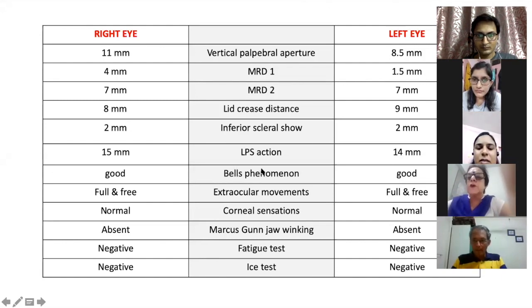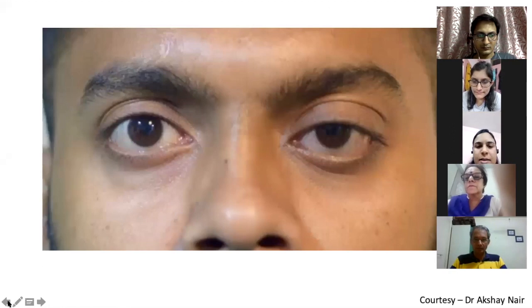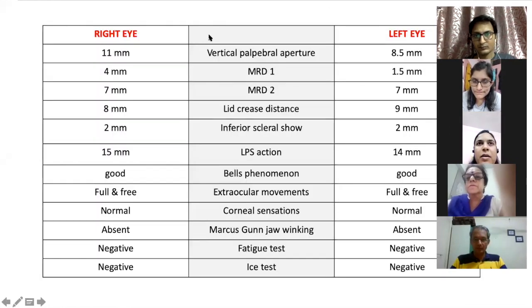And how much LPS resection do you do when you are doing LPS resection surgery? What is the calculation? Ma'am, according to Putterman's rule, marginal limbal distance of the normal eye minus the marginal limbal distance of the ptotic eye into 3 gives us the LPS that should be resected. And which approach would you like to do it from? LPS resection? Ma'am, anterior approach I would like to go for.